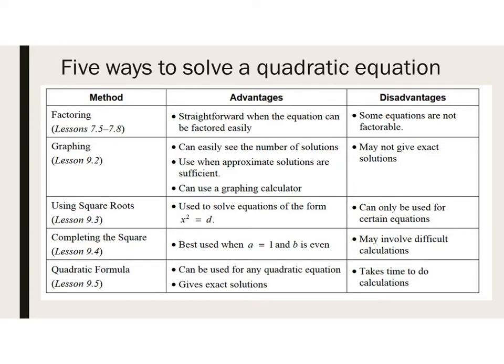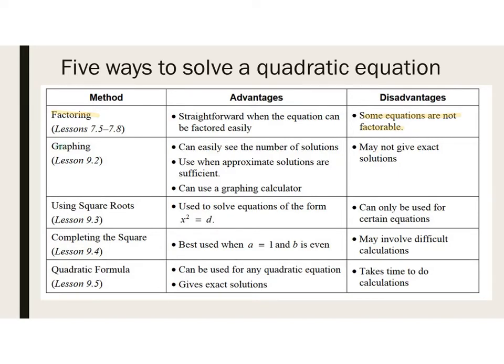We started out by solving by factoring, and we actually used what was called the zero product property. Now, the advantage is that it is quick and easy and should be your go-to method. The disadvantage is that not all equations are factorable. So if you have something that's not factorable, you're not solving by factoring.